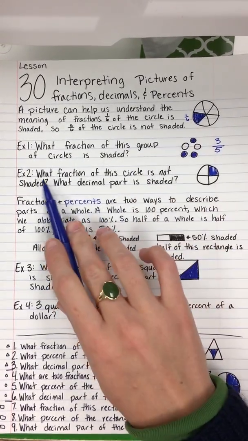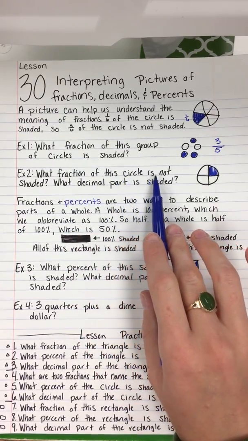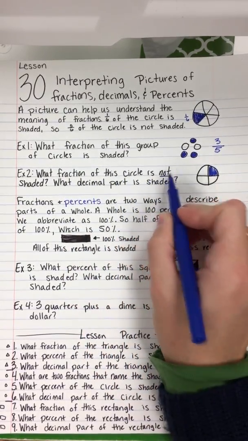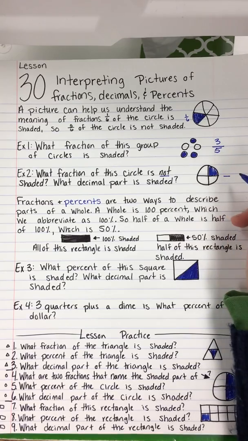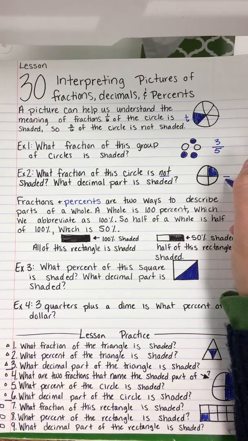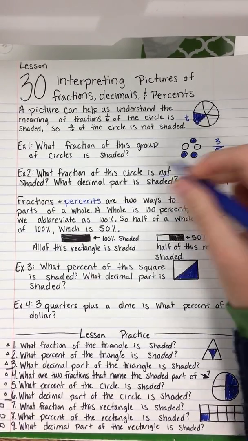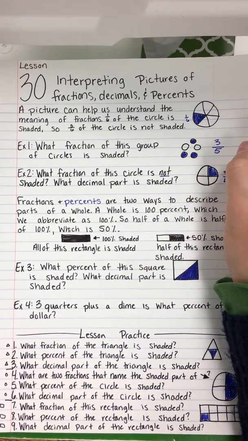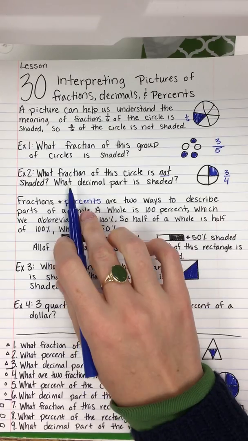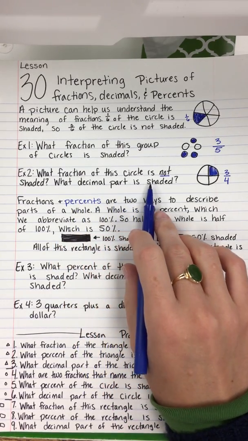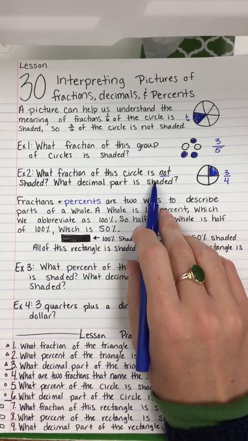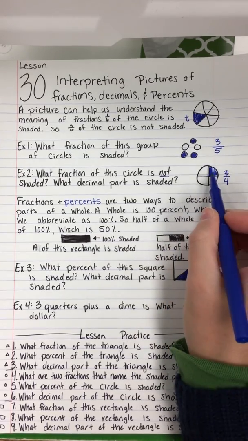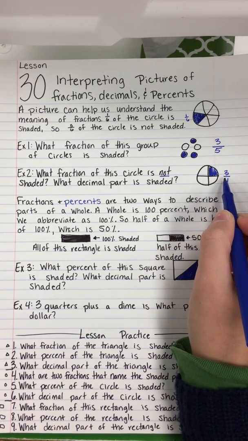Example 2. What fraction of this circle is not shaded? Okay, so how many are there total? There are 4 parts total. And what part is not shaded? 1, 2, 3 parts are not shaded. And then it says what decimal part is shaded. 1/4 is shaded, so that's our fraction part.